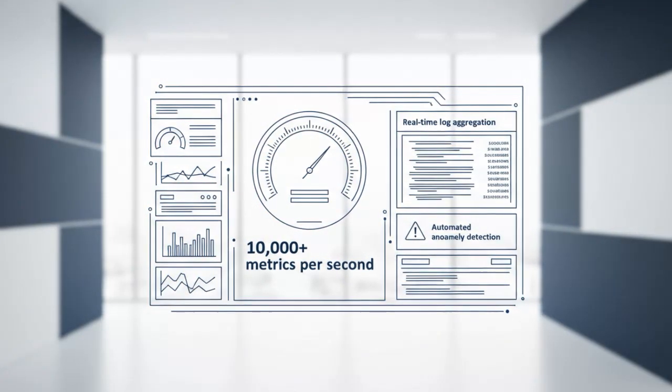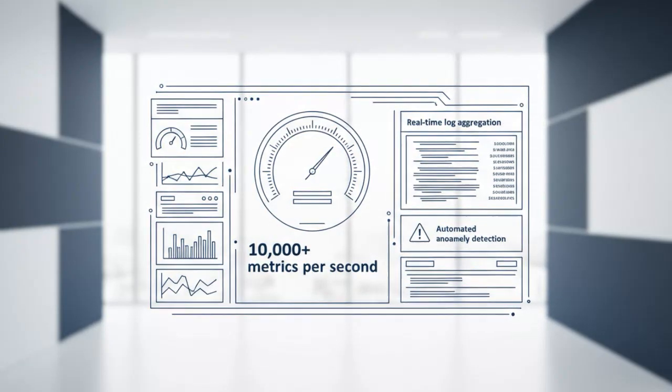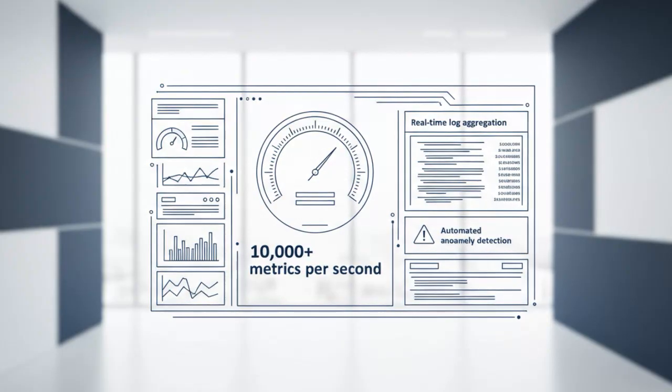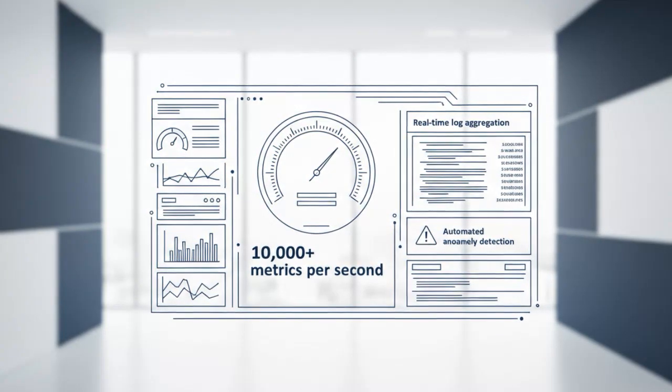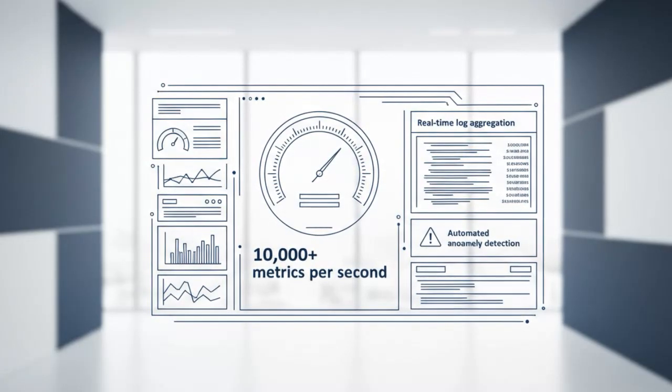This level of insight ensures that your local platform is running at peak efficiency and allows you to optimize your architecture based on hard data. By having this telemetry locally, you avoid the latency and cost of sending millions of metrics to a cloud provider, keeping your monitoring both fast and private.